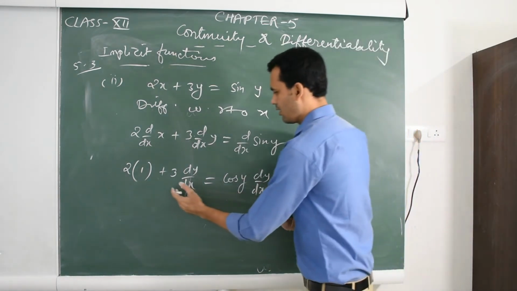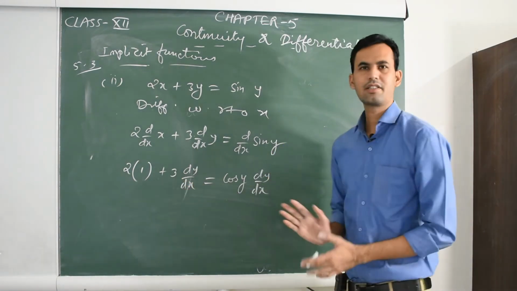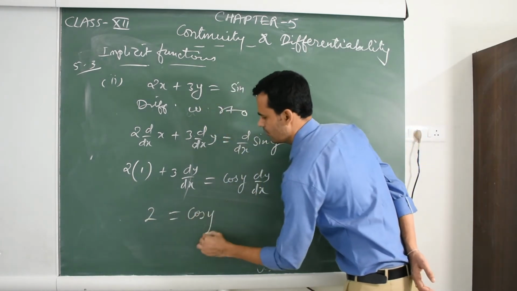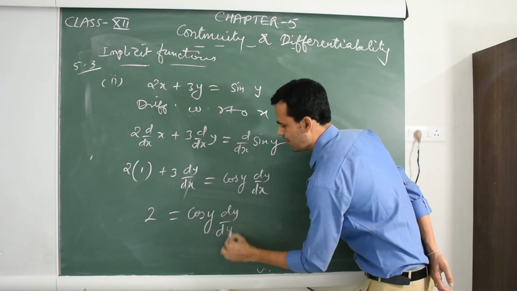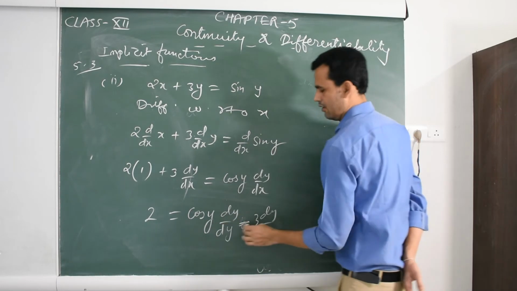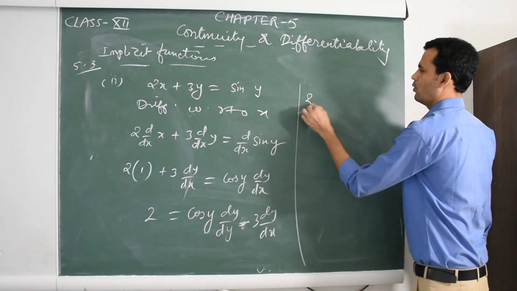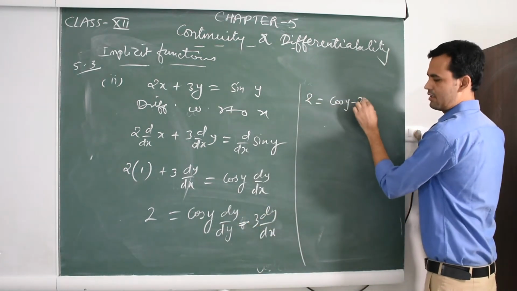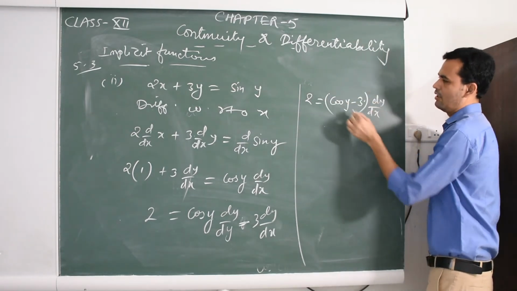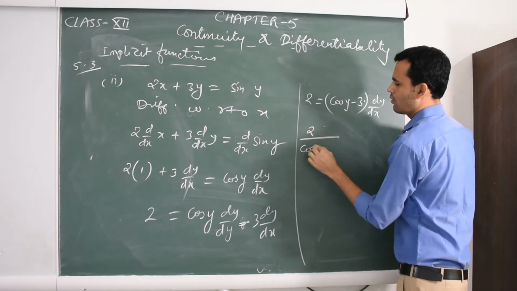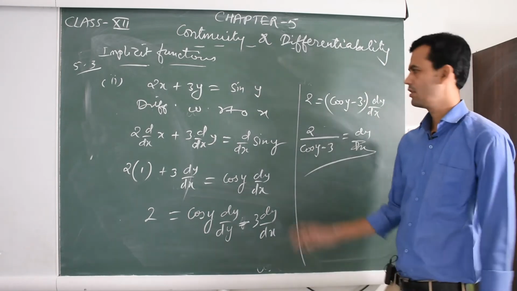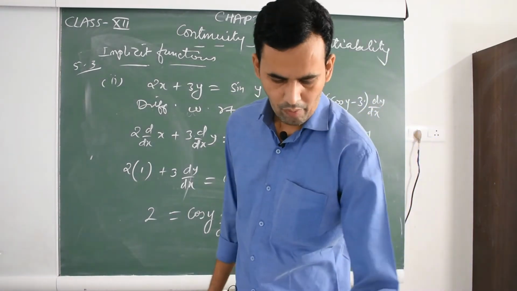So we take this dy/dx term to one side. So 2 equals cos y dy/dx plus 3 dy/dx, not plus, it's minus, and now 2 equals (cos y minus 3) dy/dx. So 2 upon (cos y minus 3) equals dy/dx. This is the differentiation of question number 2.